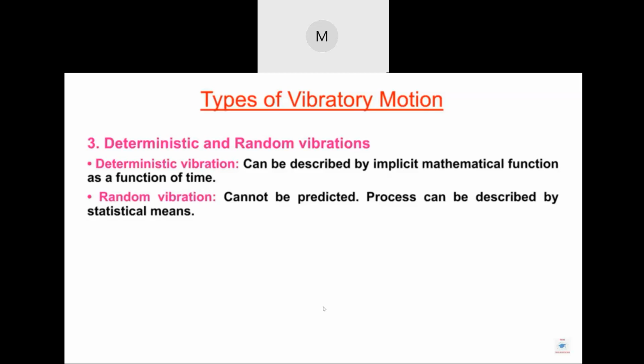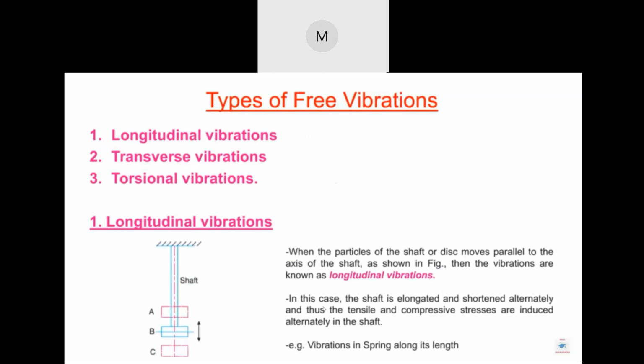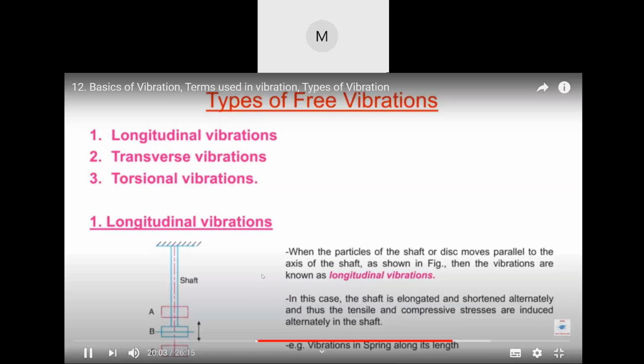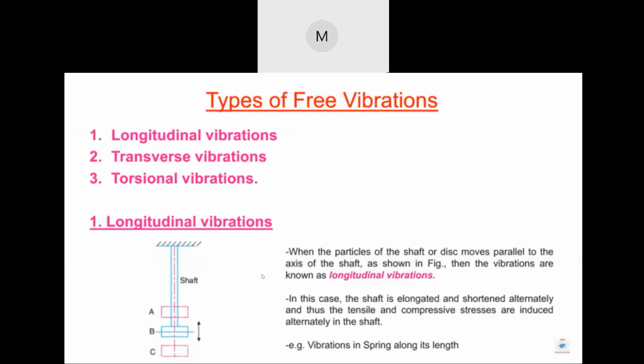Now, an example of random vibration is earthquake. In that we cannot find exactly what the magnitudes of these vibrations are, because it's randomly changing. That's why they are random vibrations. Understand deterministic and random vibrations. Next, types of free vibration. We have seen what is free vibration: when there is no external force acting on the body after giving an initial displacement.